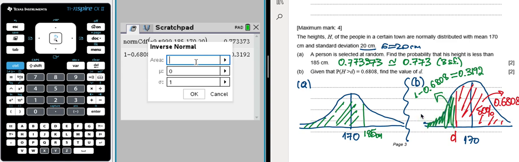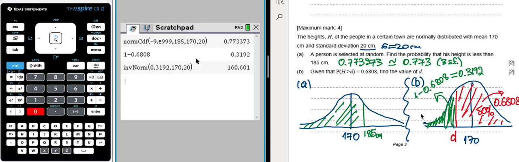My area is going to be 0.3192. The mean remains the same, 170. The standard deviation remains the same, which is 20. Press OK. That would provide you with that value here. So d is going to be equal to 160.601, and approximated to 3 significant figures that becomes 161 centimeters.